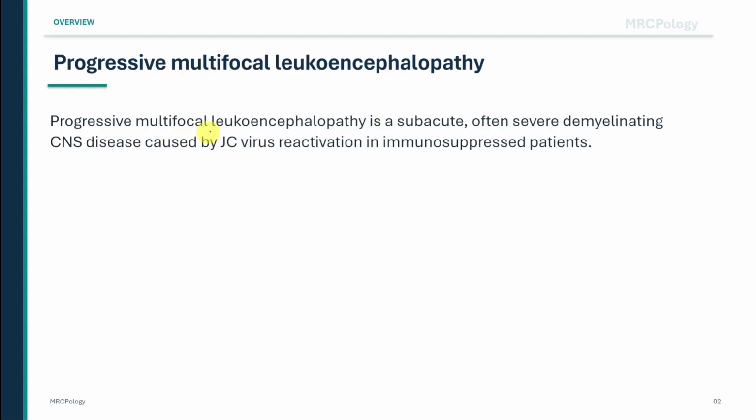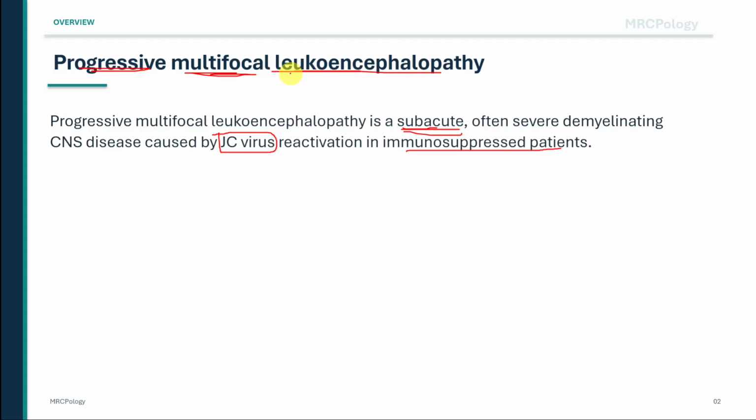PML is a subacute demyelinating disease of the central nervous system caused by reactivation of JC virus in immunosuppressed patients. The key words are progressive, multifocal, and leukoencephalopathy. Progressive means it worsens over days to weeks. Multifocal means it affects several regions. Leukoencephalopathy means disease of the white matter.